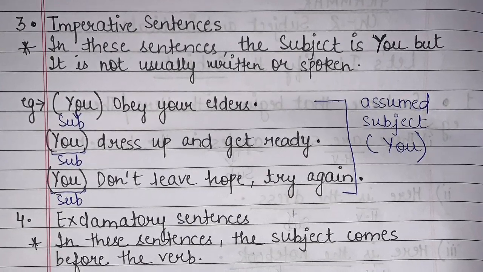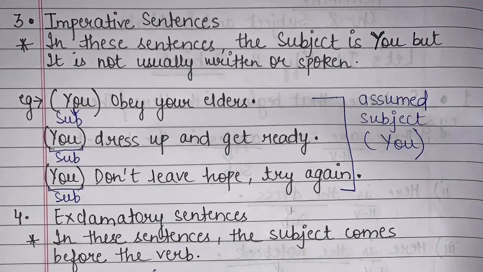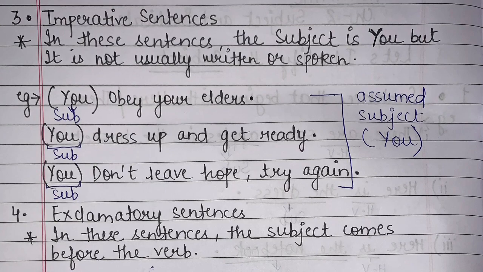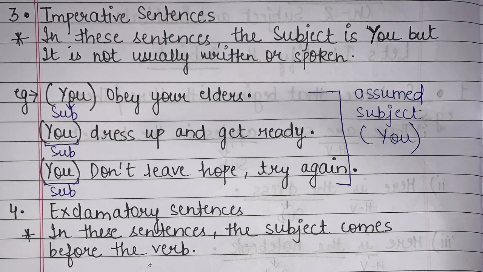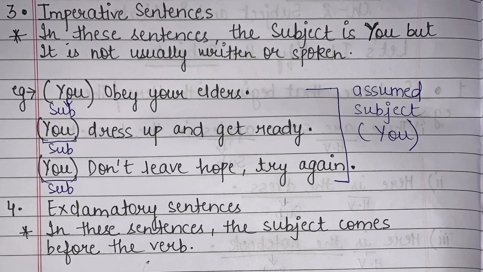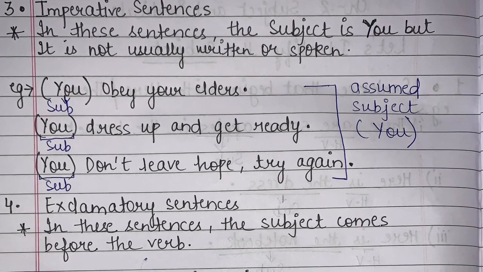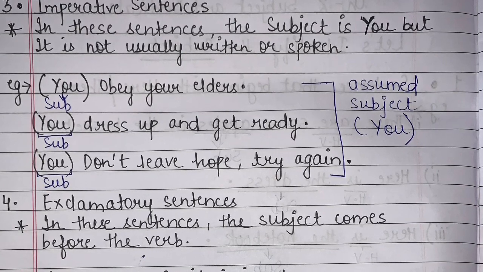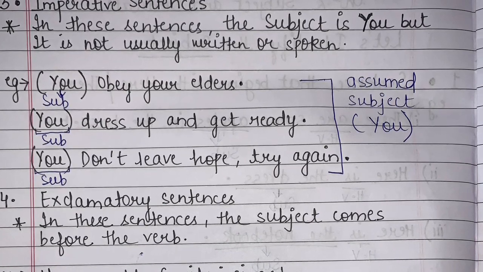For example, obey your elders. Full stop. Now they are telling whom to obey the elders, right? They are talking to someone, so with whom are they talking? They are saying obey your elders. Who has to obey the elders? Obviously, if somebody is talking to us, it means we have to do this, right? So it is our duty to obey our elders. So in this case, we will add you by ourselves. Every time we have imperative sentences, we have to imagine that you is my subject always. So my sentence will transform like this: you obey your elders.